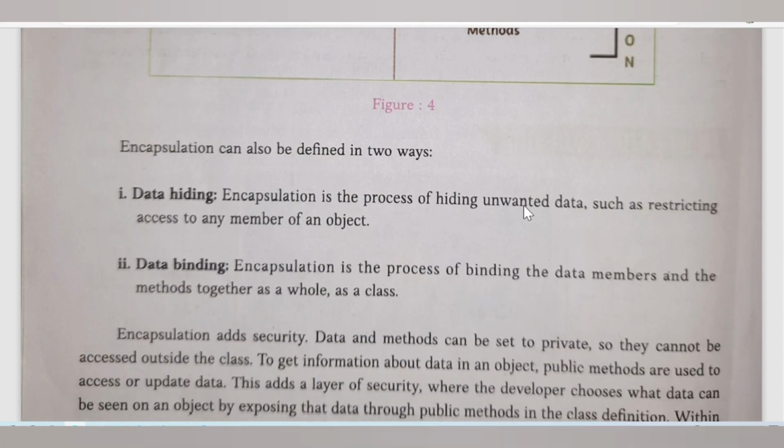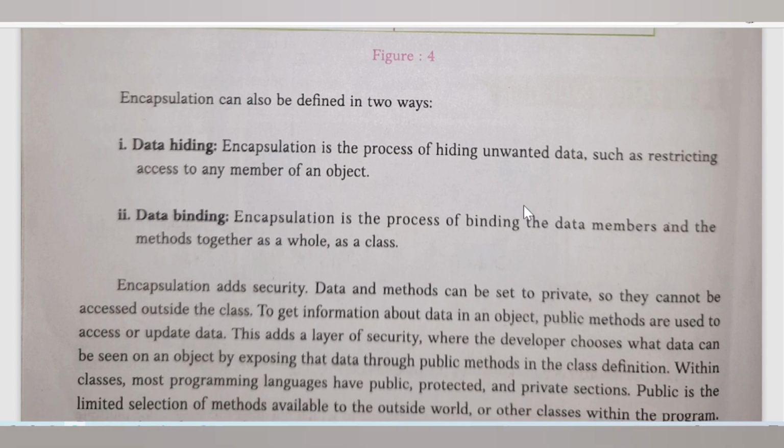Encapsulation can also be defined in two ways: data hiding and data binding. Data hiding is the process of hiding unwanted data, such as restricting access by any other member, and data binding is the process of binding the data members and methods together as a whole in a class. Encapsulation adds security. Data and methods can be set to private so that outside the class that data cannot be accessed.